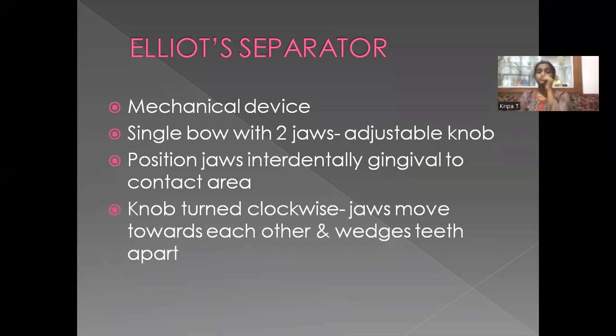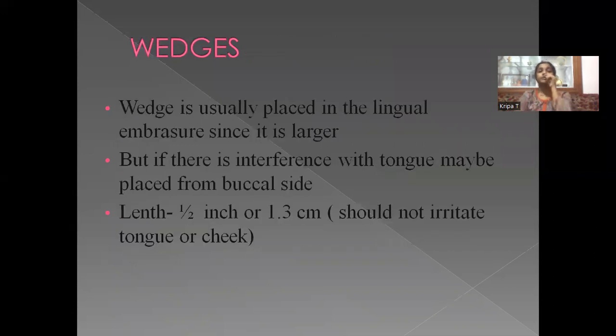Position the jaw interdental, gingival to the contact area. When you turn the knob clockwise, the jaws move towards each other, wedging the teeth apart. Then you have wedges, which are usually placed in the lingual embrasure because this embrasure is quite large. But if there is an interference for the patient, it can be placed on the buccal side too. The length of the wedge is half an inch or 1.3 centimeters, so that it does not irritate the tongue or cheek.